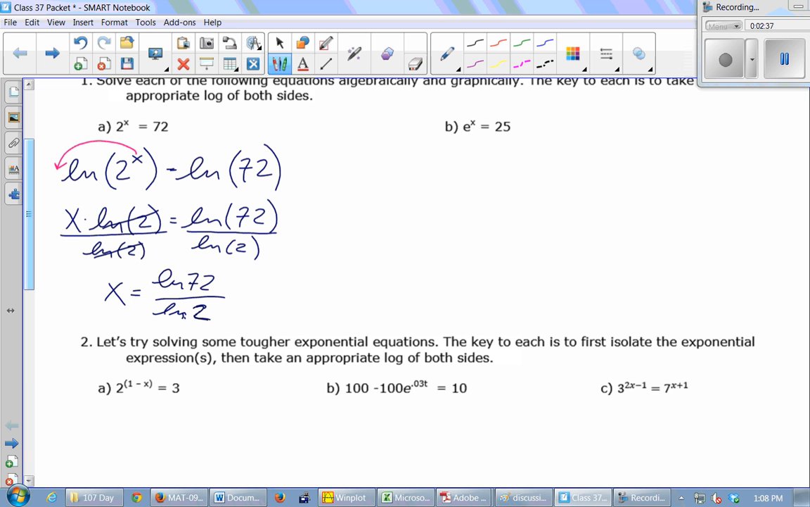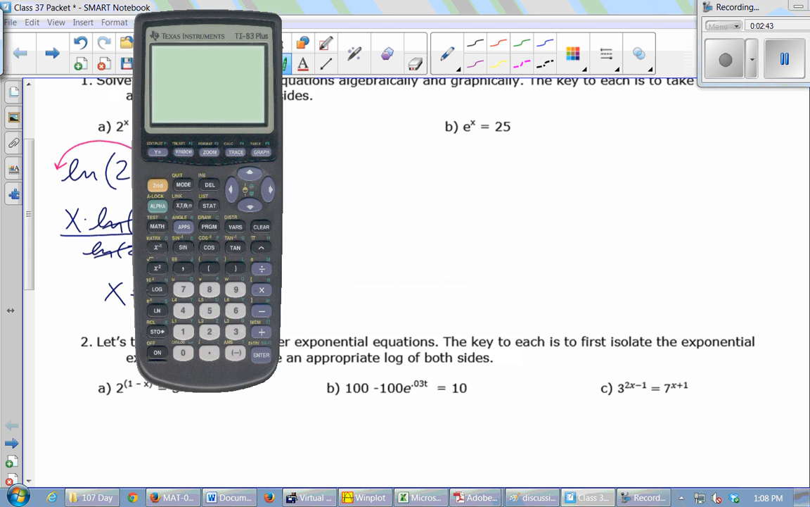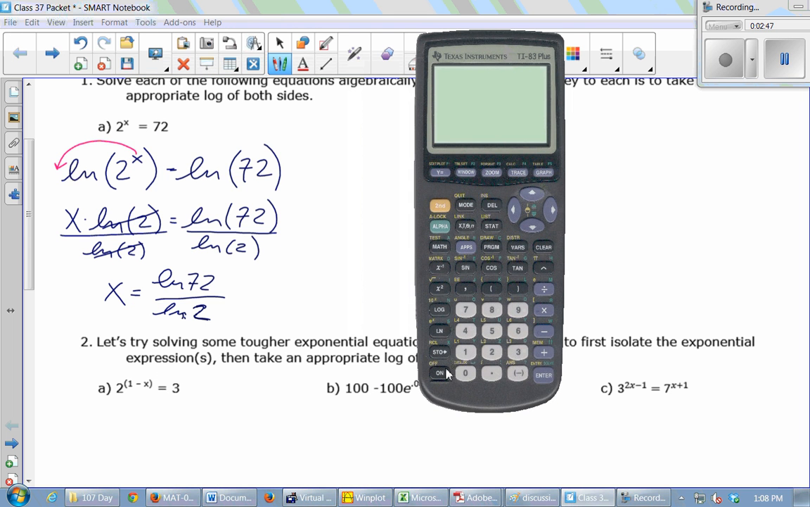As soon as we put it in our calculator, it's going to round. So if I want a decimal, I can type it into my calculator, but that would not be an exact value. Okay, so let's see. ln 72 divided by the ln of 2, and I get about 6.17.